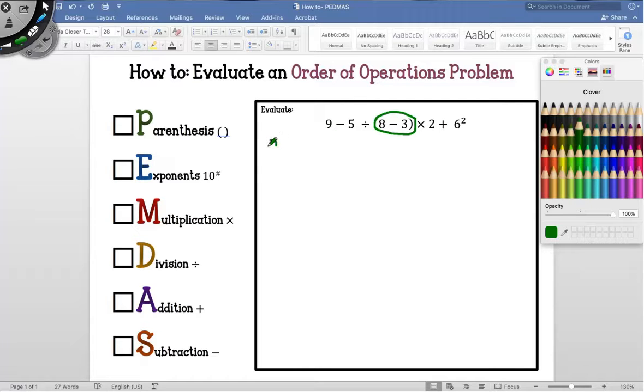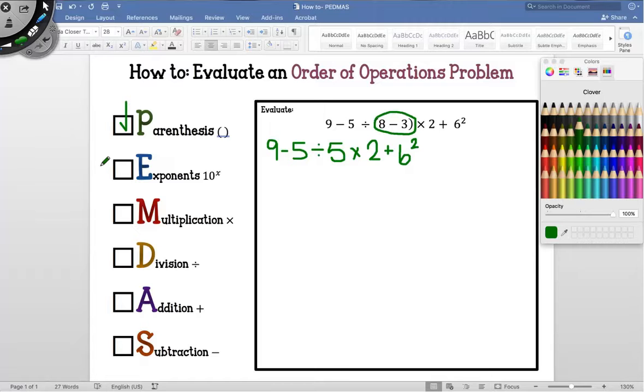So I'm going to bring down my 9 minus 5, and I'm going to bring down my division symbol. And then I'm going to evaluate or solve what's inside of my parentheses. So 8 minus 3 is 5. So now I'm going to replace what was in my parentheses with my answer for that problem. So I brought down my 5. Then I'm just going to bring down everything else after that. So that part's pretty simple. Then I have my 6 squared. And then I'll come over and mark off that I have completed that part of my problem.